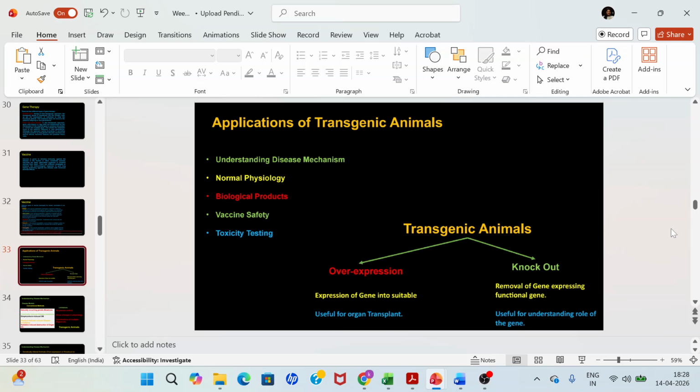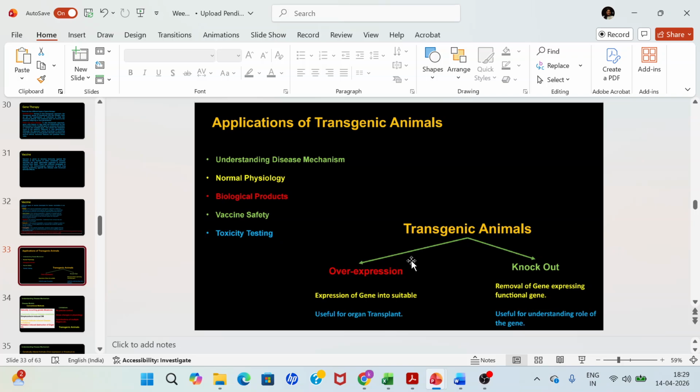So basically, what are transgenic animals? Transgenic animals are those animals in which a gene of our interest has been transcribed, and then the animal will produce that particular type of protein for us. Generally, for organ transplant kind of expressions, these transgenic animals are produced. Transgenic animals can be either overexpression of a particular gene or a knockout.